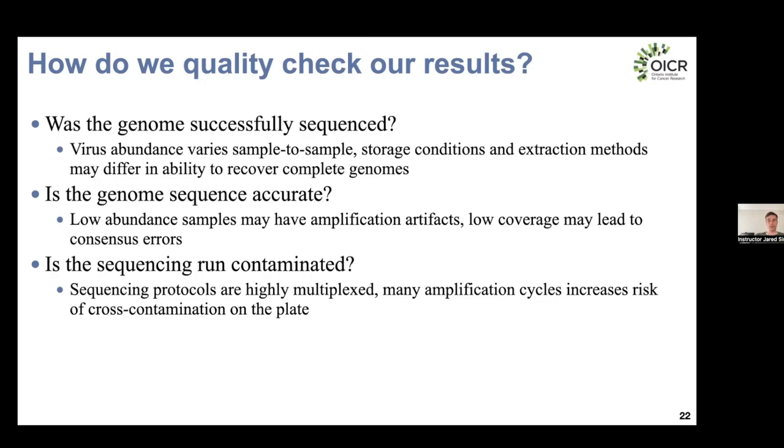We want to know whether the virus genome was successfully sequenced. That's a fairly basic one. We want to know whether that genome sequence is accurate, so that the consensus sequence doesn't contain a lot of sequencing errors or PCR errors. And we want to do run-level quality control to make sure that the sequencing run wasn't contaminated. Again, that's touching on the idea that the sequencing protocols are highly multiplexed, and we're running a very high number of PCR amplification cycles. So our amplicons can go to very, very high copy number, and we risk contaminating them across the plate and then having problems when we're trying to infer our genome sequences.